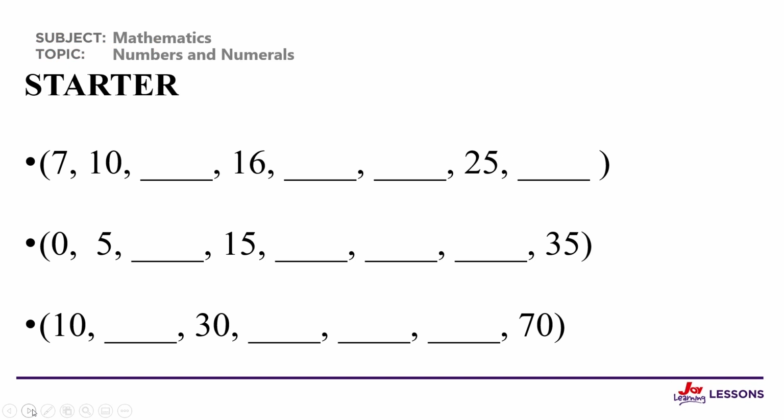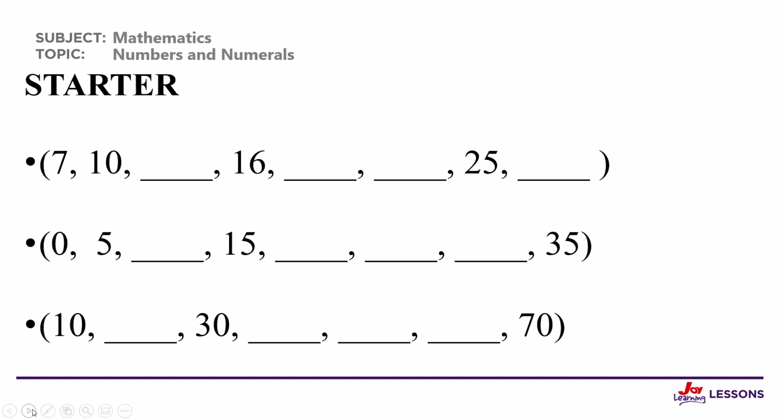So for the first one, we have 7, 10, and then we have a missing number. Then we move on to 16, a missing number, another missing number, then we get to 25. So here we are looking for the numbers that will make these mathematical sentences true. That is going to be our task for the beginning of this lesson.